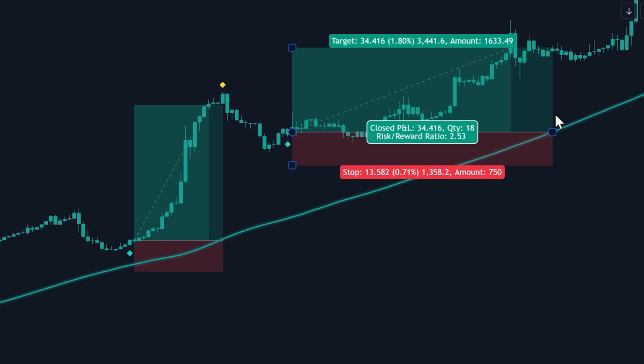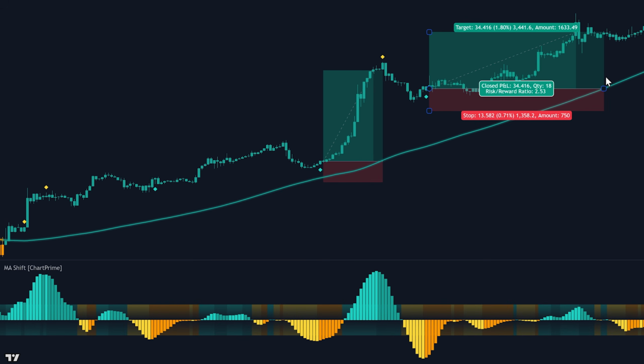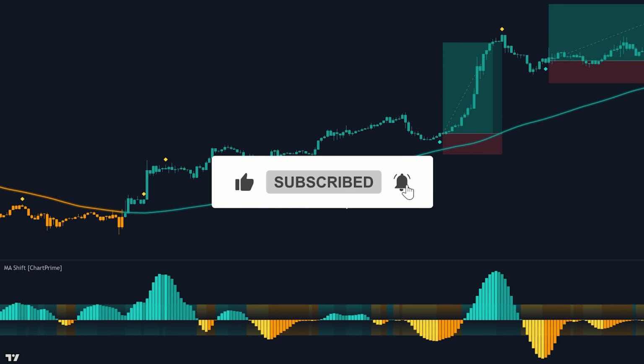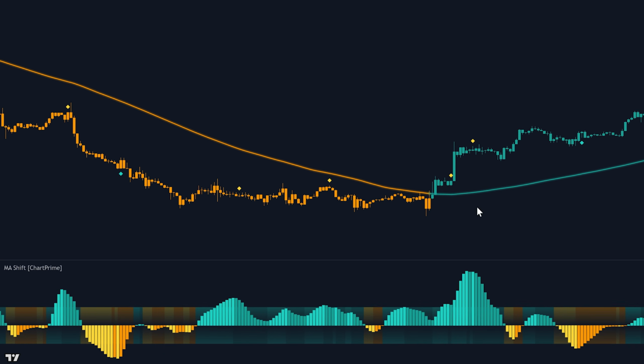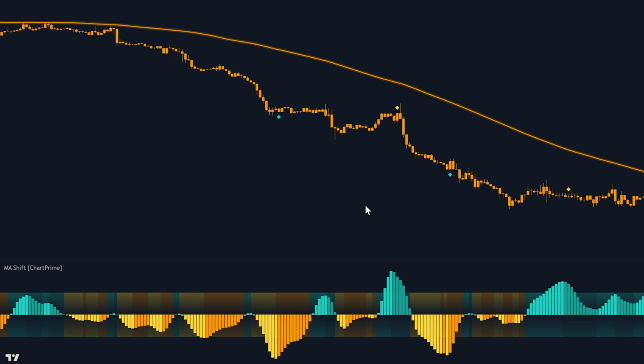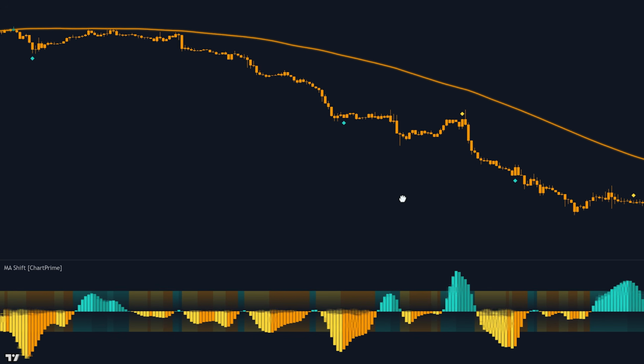Most trend indicators simply show the market trend, but not this one. This indicator goes the extra mile. It not only shows trend direction, but also uses the oscillator to confirm trend momentum, helping traders make more confident decisions. In this video, I'll show you exactly how this indicator works and how you can use it to improve your trading.